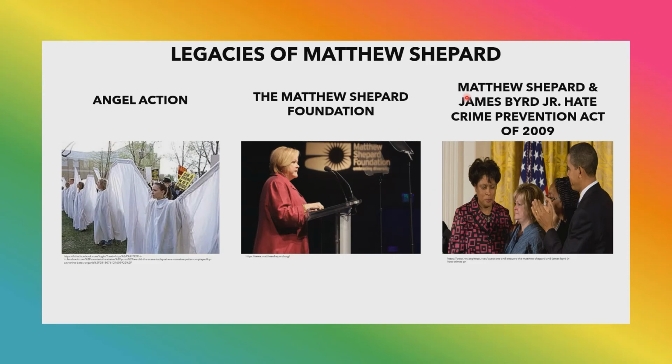Last thing I want to talk about in this picture here. So in 2009, President Barack Obama signed a bill called the Matthew Shepard and James Byrd Jr. Hate Crime Prevention Act of 2009. And what this does is it grants more authority for federal investigations of hate crimes and includes legislation that protects against violent acts based on actual or perceived gender, their disability, their sexual orientation, or their gender identity.